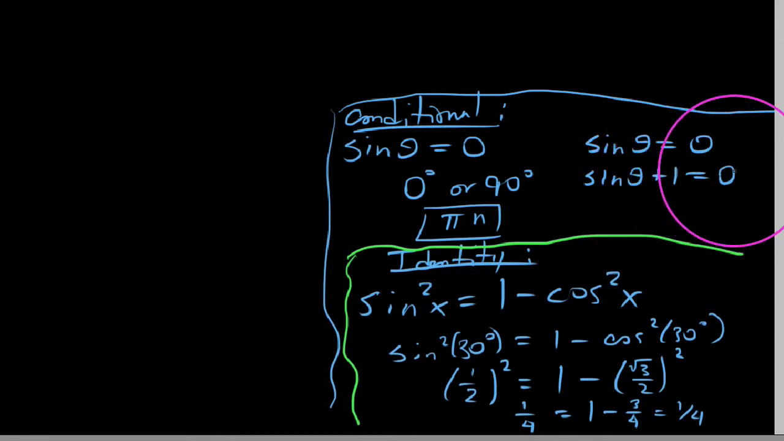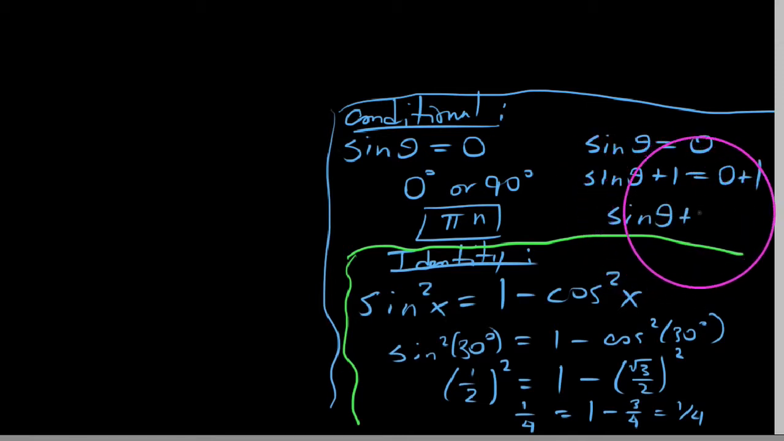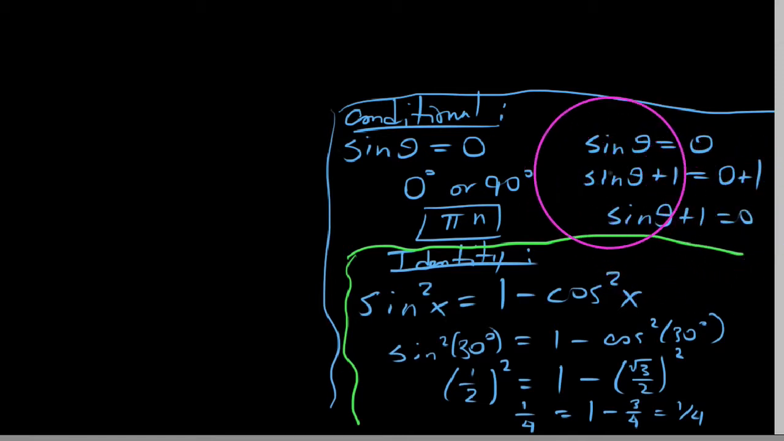I could add 1 to the left, and I could add 1 to the right, and I'd still get some statement that's true. We'd say, well, then sine theta plus 1 equals 0, if it's a conditional statement. The thing is, with identity statements, you are not allowed to do to one side what you do to the other. We are simply stuck with what we have, okay?